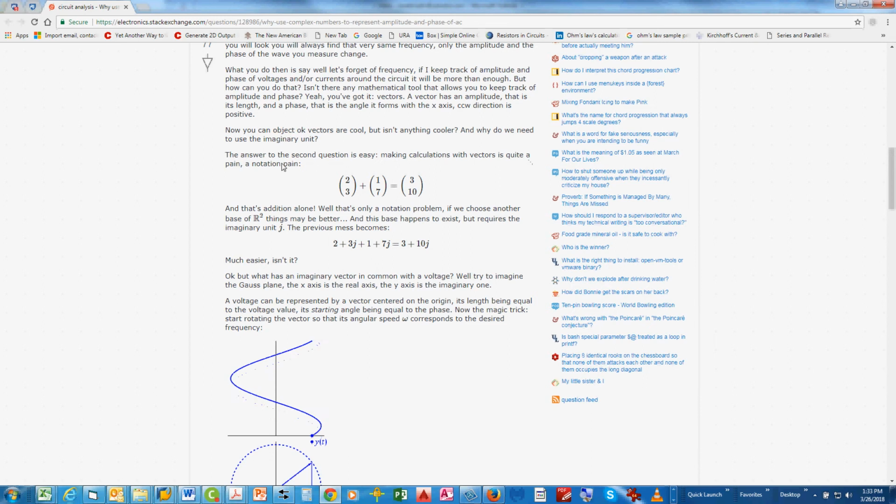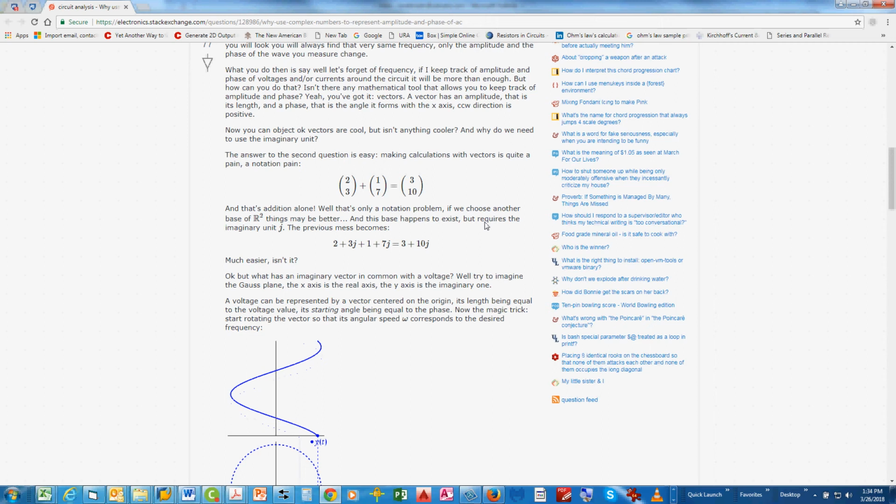Making calculations with vectors is quite a pain, a notation pain. This is a form that you can use with vectors where you're just keeping track of two numbers that are kind of unrelated. They're separated from each other. This is like an array type of format. And this would be in addition alone. You guys can imagine what multiplication and subtraction and division would be like. It'd be even a bigger pain. Now, you'd be drawing these brackets everywhere. It would be messy. So it says if we choose another base of IR squared, things may be better.